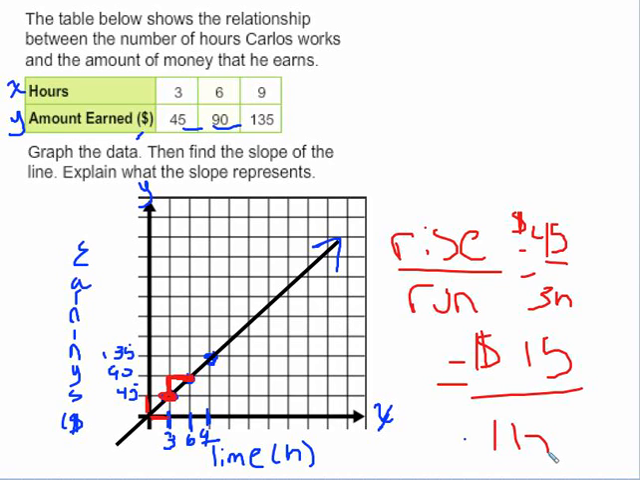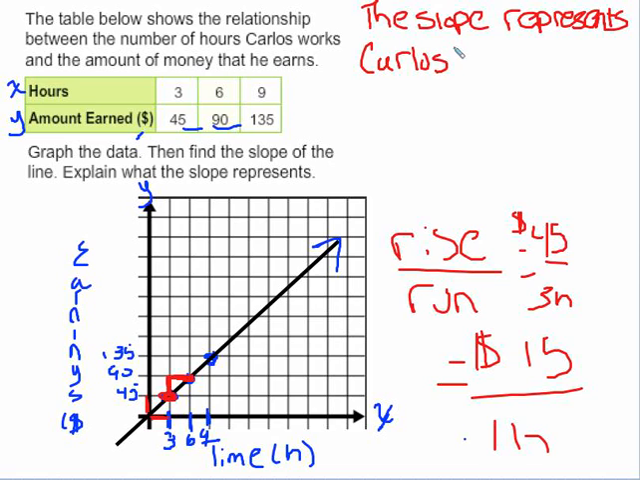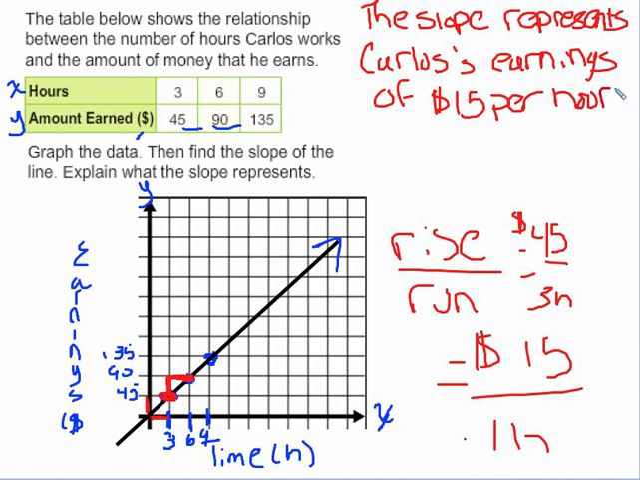So to answer the question, explain what the slope represents. In this case, the slope represents Carlos's earnings of $15 per hour. So based on this graph and this table, because Carlos is earning money at a constant rate of change, he's earning $15 an hour, I can get all of this just from looking at this graph and calculating the slope. All right, let's try another example.